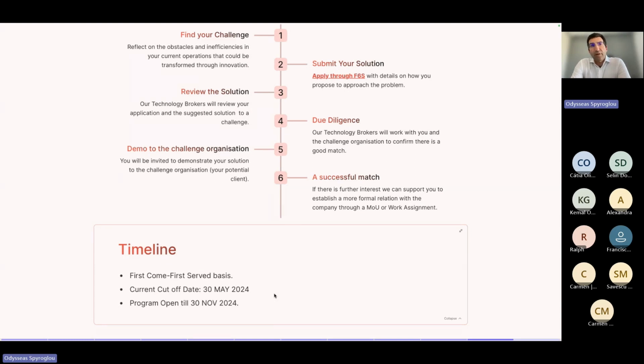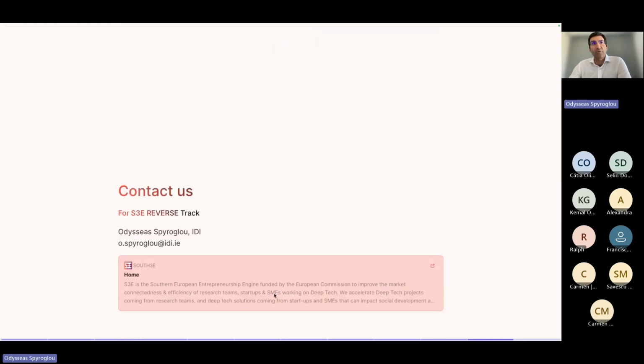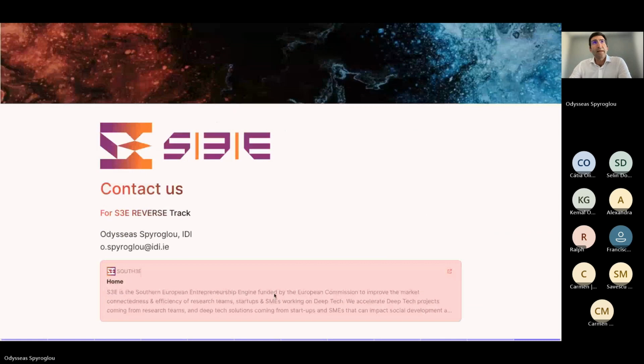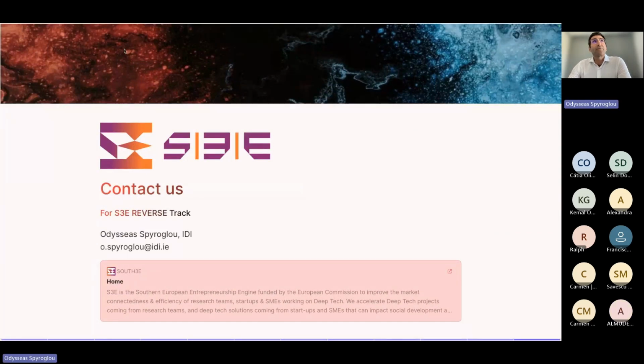And the program will last till the end of November. So you will have the chance to work with the technology brokers and the corporates till the end of November. Of course, that can go beyond the project, but until the end of November, we will be able to support you with our technology brokers. And that's it.